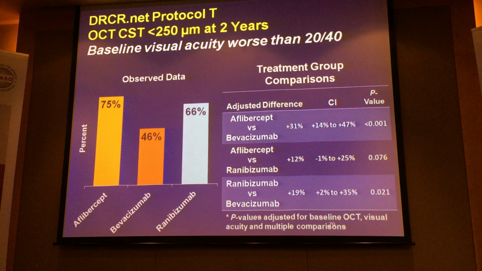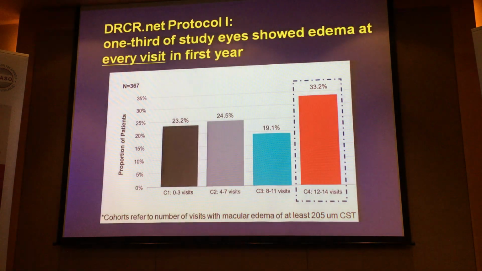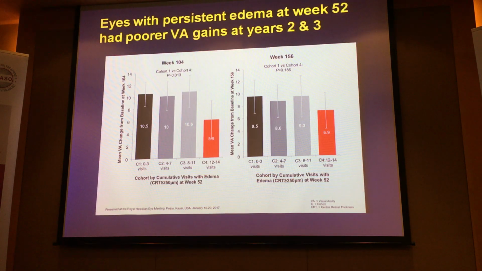Protocol T was very stringent. They will get first 6 injections likely, and they will end up 8-9 injections in the first year. 1/3 of study eyes in protocol I showed edema at every visit in the first year. This is the patients who are either non-responder or very late response, not the early consistent ones. And the eyes who had this persistence of edema obviously had less vision gain.